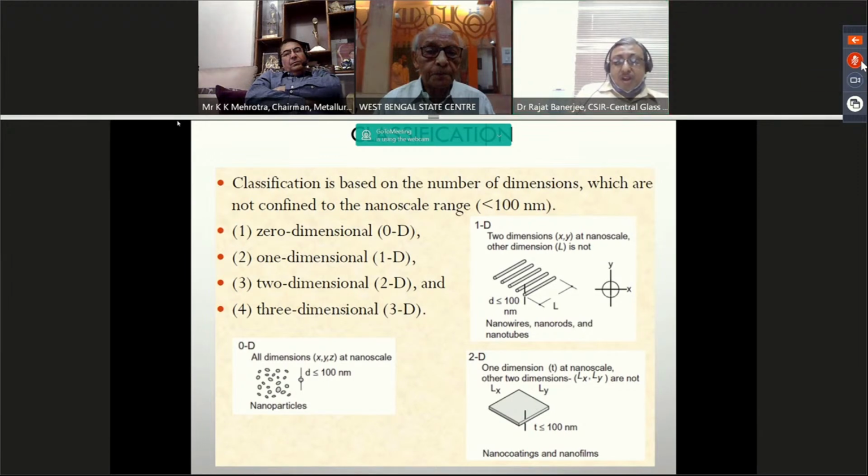When I am talking about 1 dimension, it means 2 dimensions are at nanoscale and the other dimension is not. That is, X and Y are in the nanoscale, while the other is not; it is in the microscale. And when I am talking about 2D, then 1 dimension is at nanoscale and the other 2 dimensions are not in the nanoscale. This is how we define it.